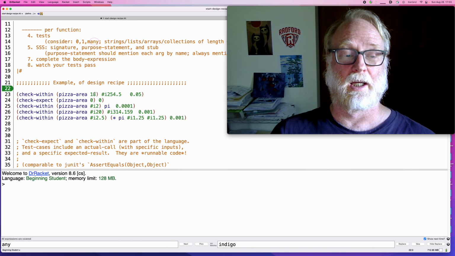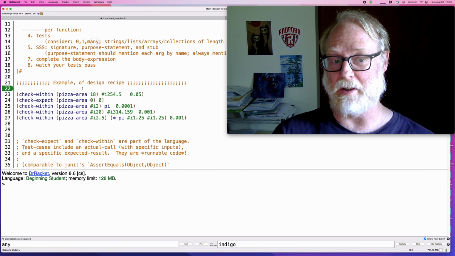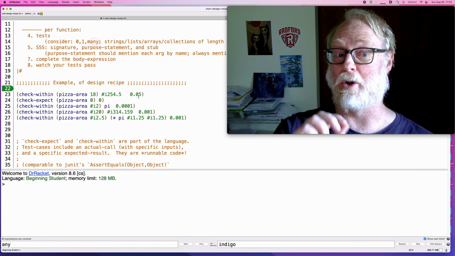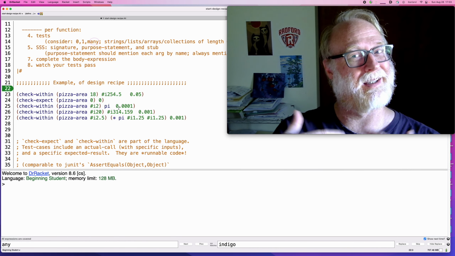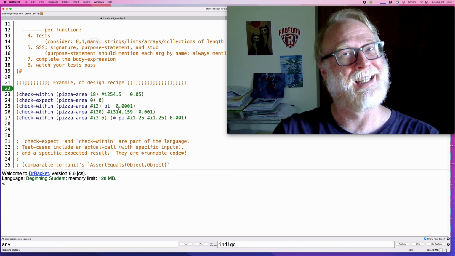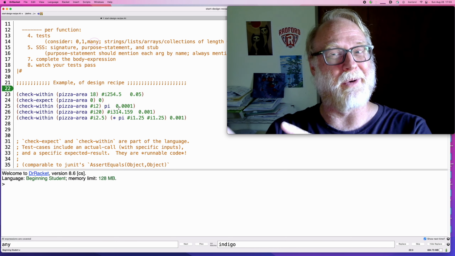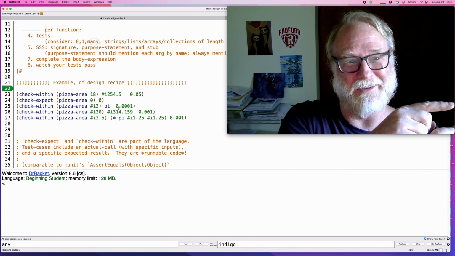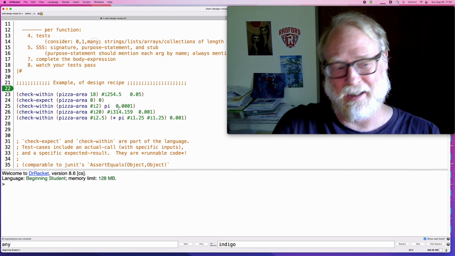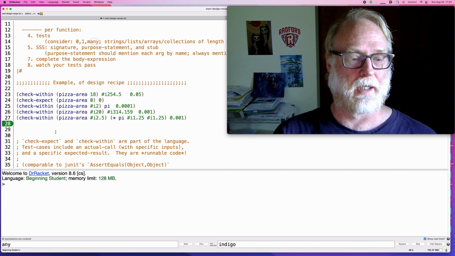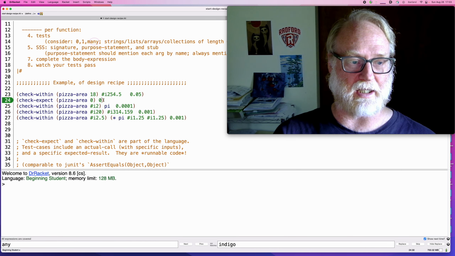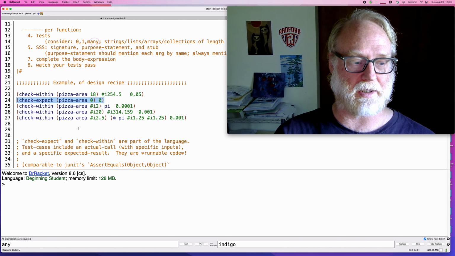So for unit tests, put in what the correct answer is. I'll say what the expected answer is, but I don't mean, hey, I know my code is going to do it this way, and so it's going to give this answer, and so that's what I'm expecting to happen. Really it should be the correct answer. Okay. Check expect, check within. I'm going to leave that one as check expect because we're using exact numbers.